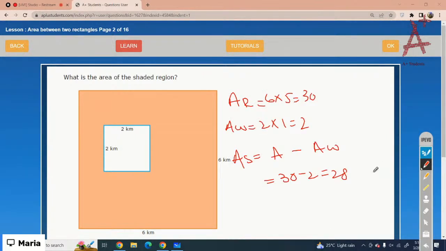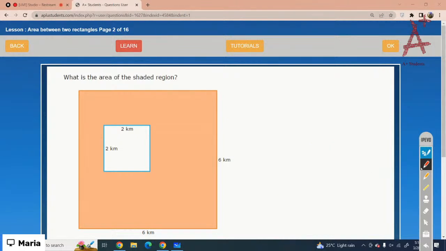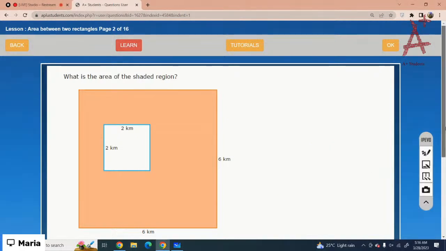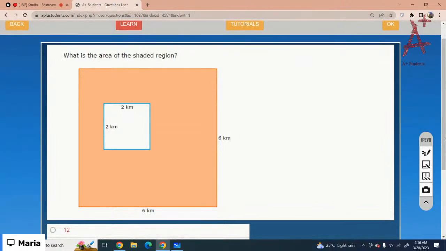Okay, the next one is you have to calculate the area of the shaded region. So to calculate the area of the shaded region, what we have to do? You have to calculate the area of the greater one and the area of the smaller one. Then you have to subtract them.